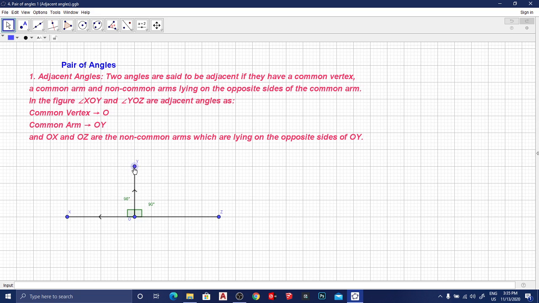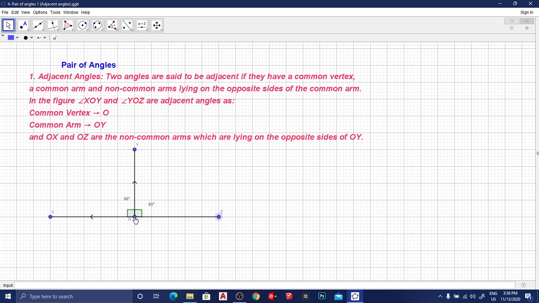Okay, and this is the non-common arm for these two angles. These two non-common arms are lying on the opposite sides of the common arm. Okay, this is opposite to this one, this is opposite to this one. Then these two angles are called adjacent angles.